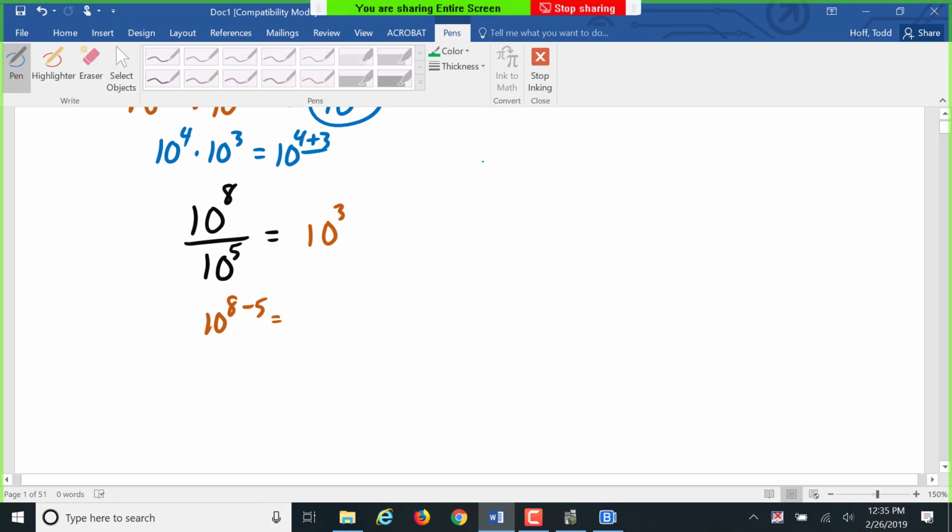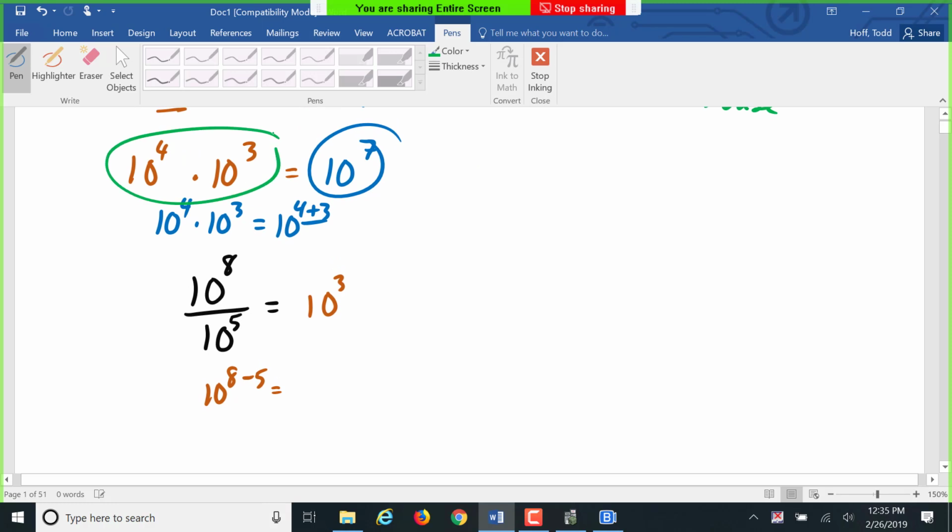The reason for each of those rules, let's look at this one up here. 10 to the 4th times 10 to the 3rd. Well, 10 to the 4th means 4 tens multiplied together. 10 to the 3rd means 3 tens multiplied together. If I'm multiplying both of those together, I now have 1, 2, 3, 4, 5, 6, 7 tens multiplied together. Just adding the exponents together. So even though it looks like we are adding, and mechanically that's what we're doing, it is still multiplying those exponents.